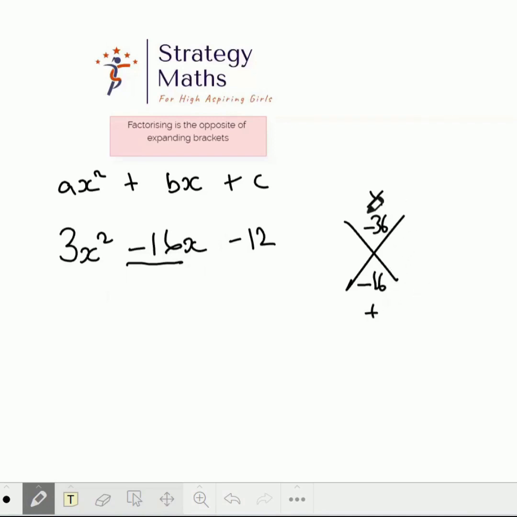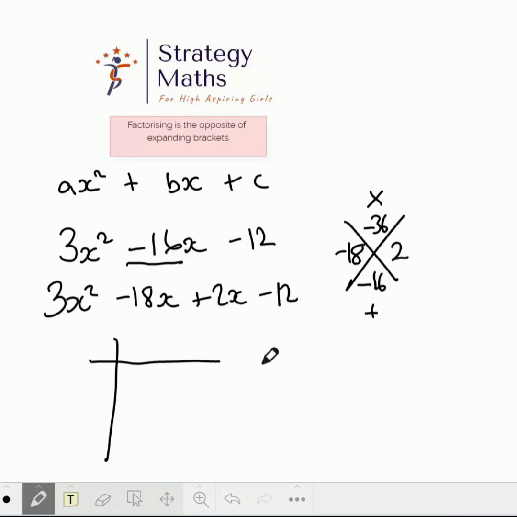Now, to get a result of minus 36 when we times two numbers together, one of the numbers has got to be negative and the other has got to be positive. So those two numbers are going to be minus 18 and 2. So we're ready to split the middle term and write it as minus 18x plus 2x. So again, we've got the same quadratic as above. We've just split that minus 16x into these two components.